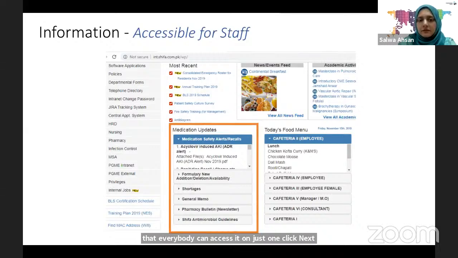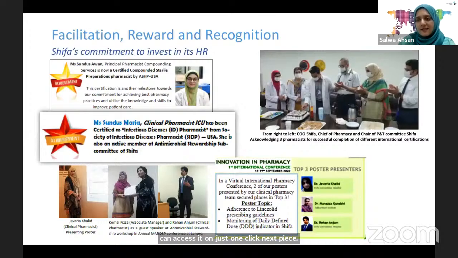Next, please. And last but not least, this is my last slide. We put a lot of emphasis on the training and capacity building of our staff, and I'm proud to say that Shifa Management is our partner in this. In the first picture, on the right, you can see 3 of our pharmacists who completed certifications funded by Shifa International. One was in antibiotic stewardship, one was an anticoagulation certified pharmacist, and another was a certified pharmacist in compounding sterile preparations.